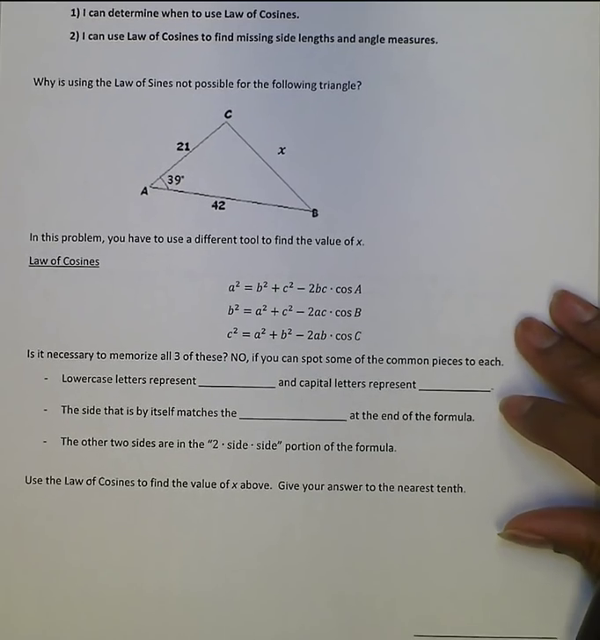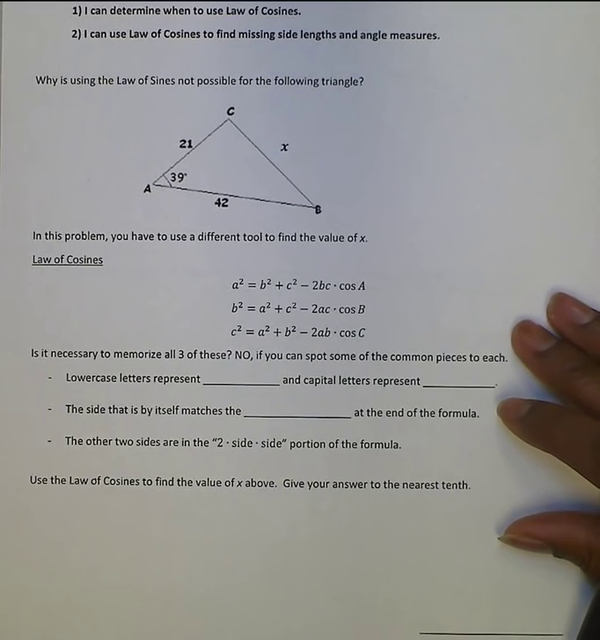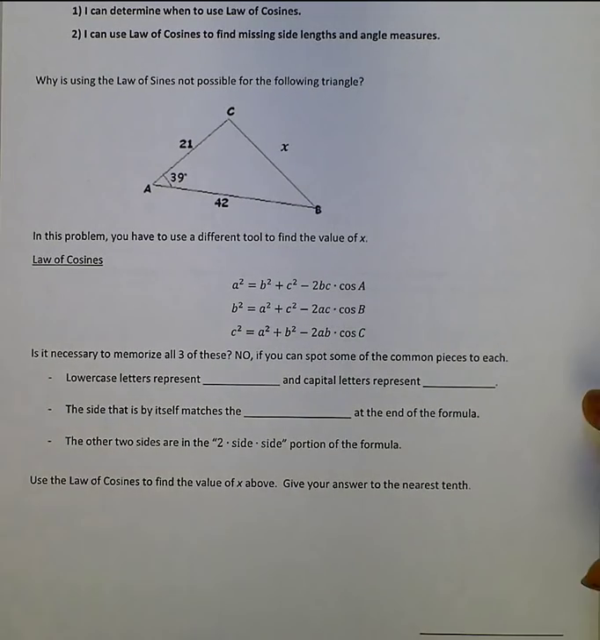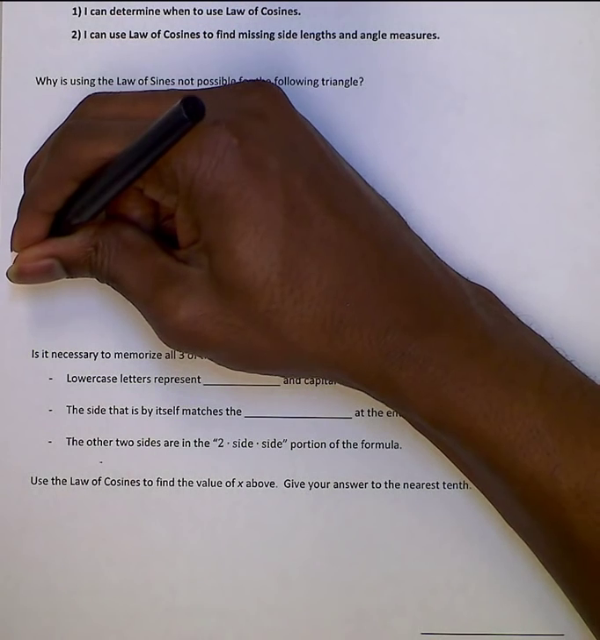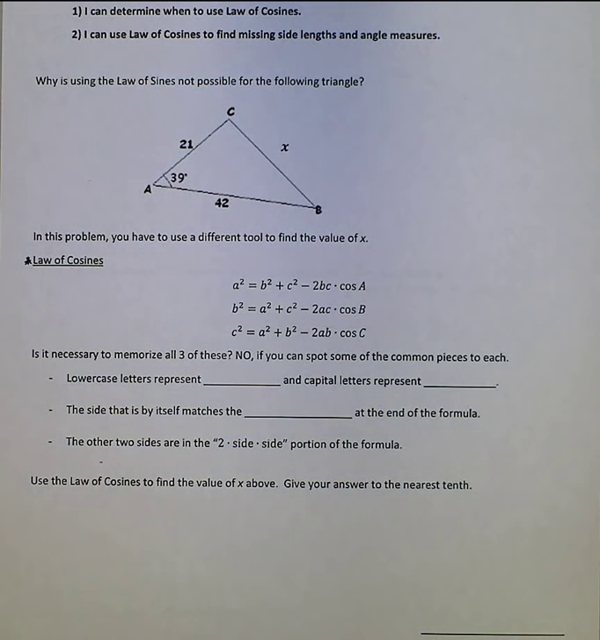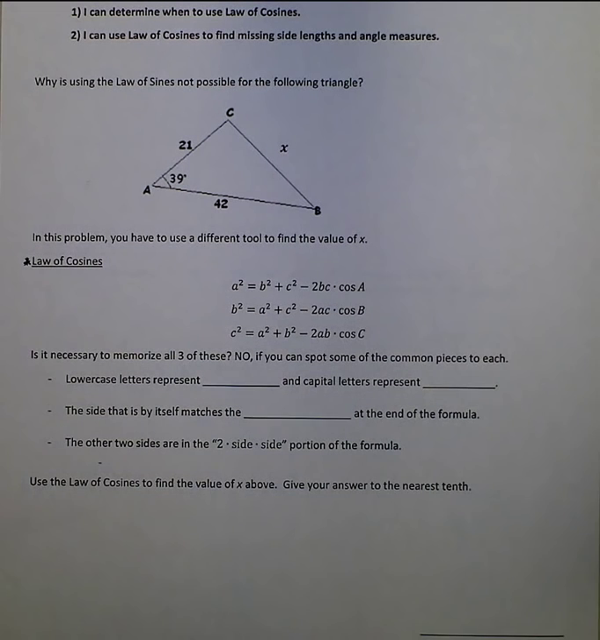And that's where law of cosines comes into play. If this were a right triangle, or a triangle that we knew to be a right triangle, we could use trig, but it's not. So law of cosines tells us what to do for finding side lengths when we are down to this information.